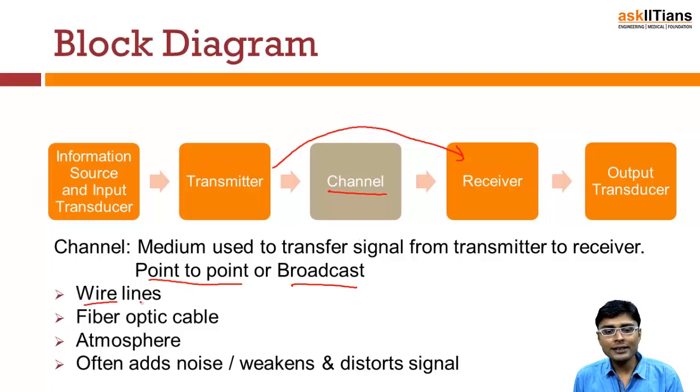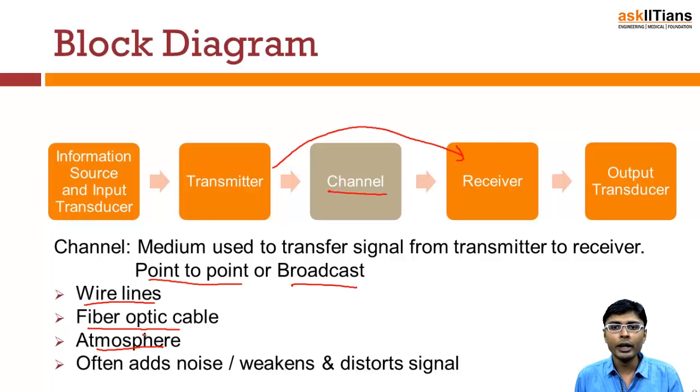The channels can be a wire line, that is, a wire through which the information passes. It can be a fiber optical cable, in which optical signals are sent and communicated. It can be the atmosphere, that is, free space. An example is mobile communication.